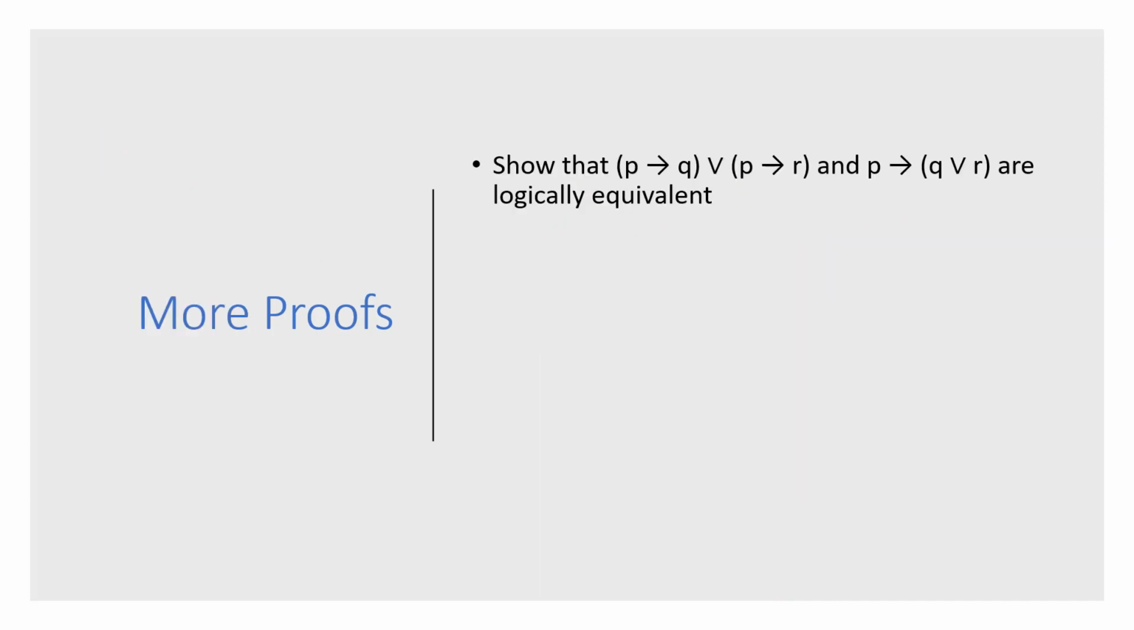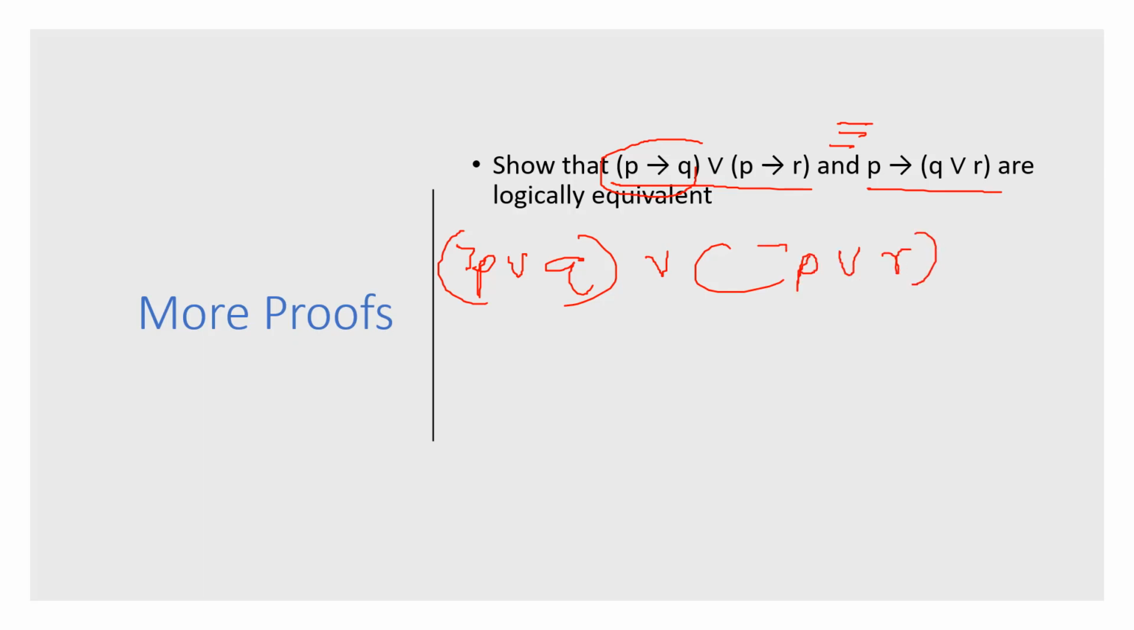So let's take another problem here. We want to show that this side here is the same as that side. So we want to show that that is true. And so let's start with this side here. I'm going to replace this by not P or Q, and then we have or, and we'll replace this by not P or R. So that's this one here.